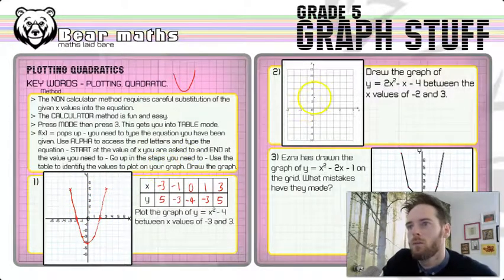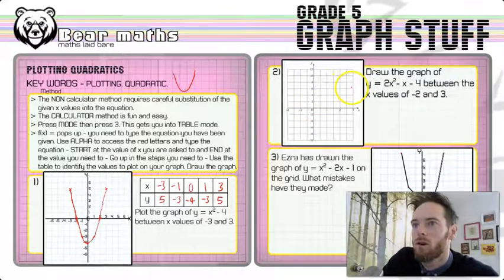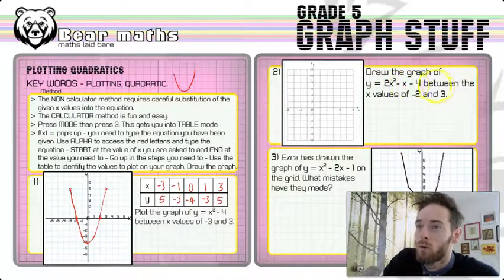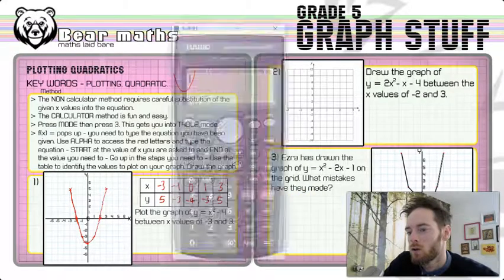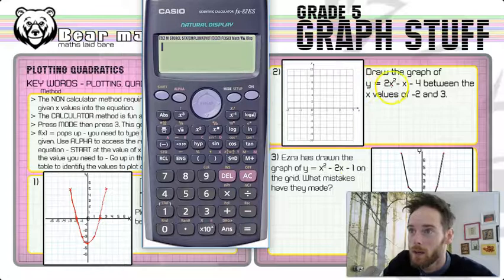Now, in question 2, we've got to draw the graph of y equals 2x squared minus x minus 4 between the x values of minus 2 and 3. We've got the grid here to do that on. Now, let's bring the calculator in for this one because that's a slightly more complicated equation. You could still do it without the calculator.